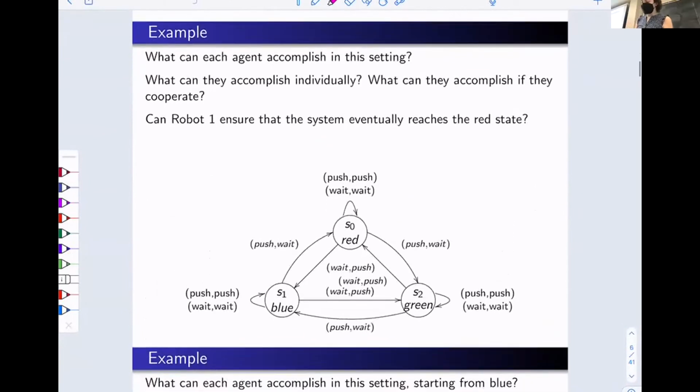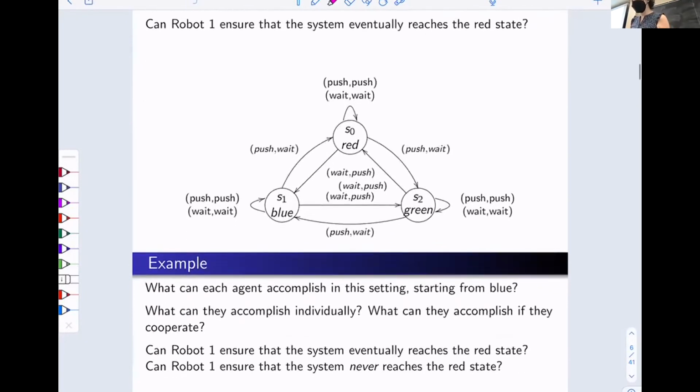So we might wonder, starting from any point in the system, can robot 1 on their own be sure that the system eventually reaches the red state? So you think about that, and basically robot 2 can always stop robot 1 from getting something done. If robot 2 just matches robot 1's actions, we're always stuck, right? So robot 1 has no way to be sure that the system eventually reaches the red state, unless maybe they start from the red state. But even then, robot 2 could make the system leave the red state if they choose a bad action from robot 1's perspective. So robot 1 can't be sure about that individually.